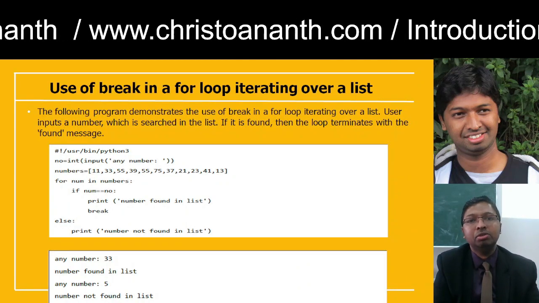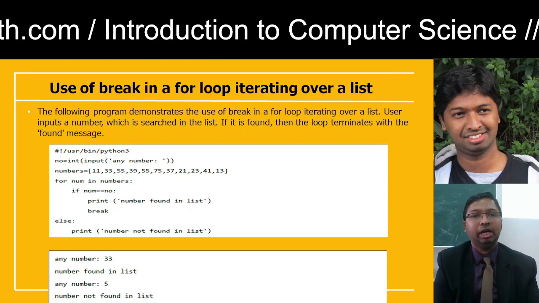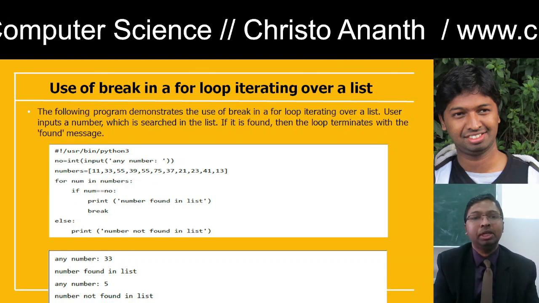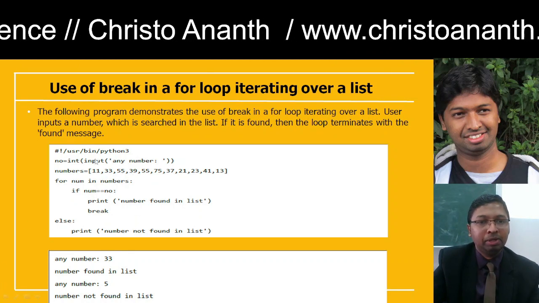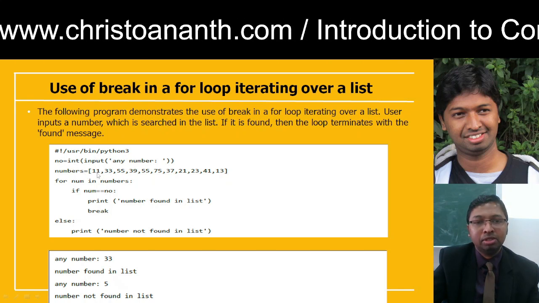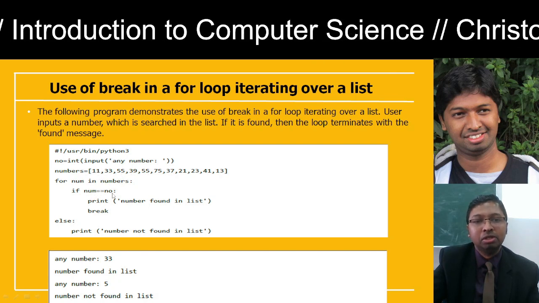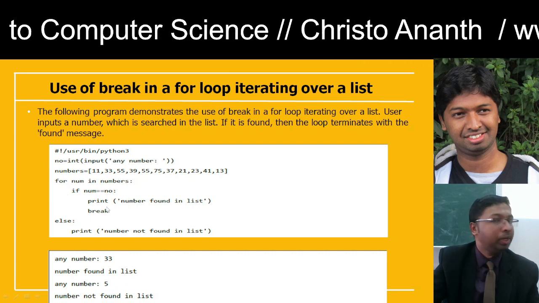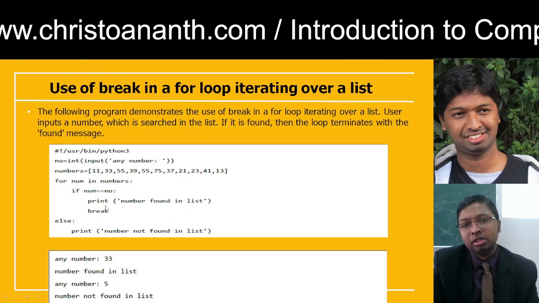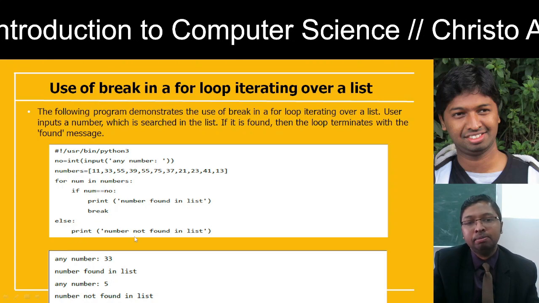So this is the use of break in a for loop iterating over a list. Here you will input a number which is searched in the list, and if it is found, the loop will terminate with a found message. So here you will have #!/usr/bin/python3, no equal to integer input, any number. Numbers is the list of numbers. For num in numbers, if num is equal to no, print number found in the list, and it will break. Else, print number not found in the list.